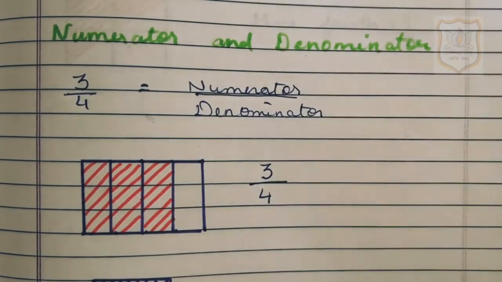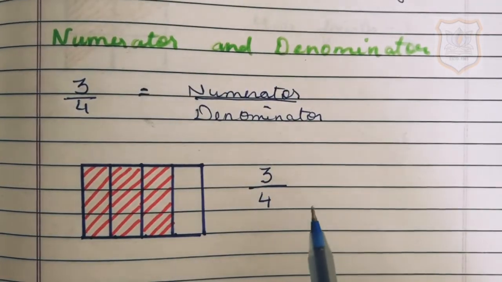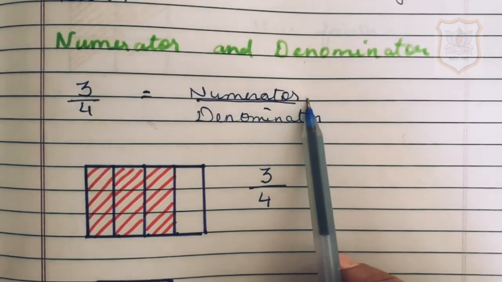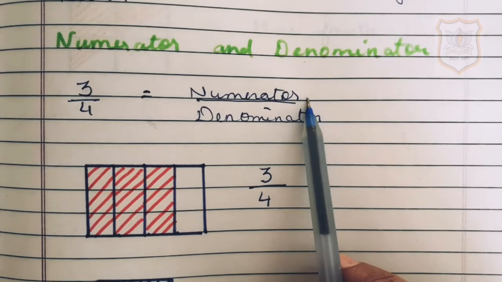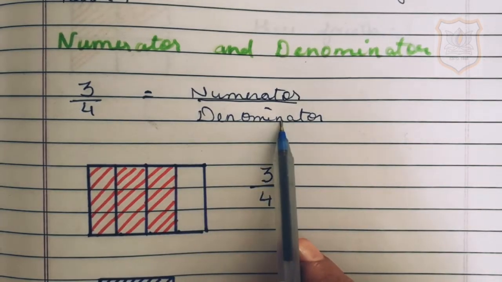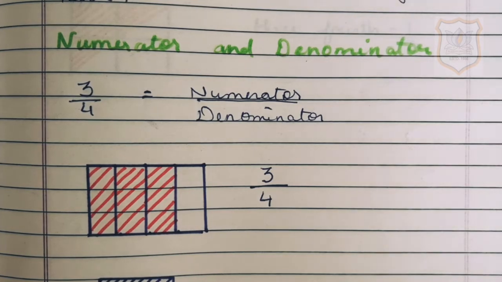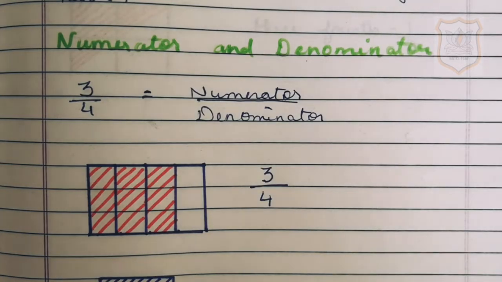Students, our next topic is numerator and denominator. A fraction has two parts. The number on the top of the line is called the numerator. It tells how many equal parts of the whole or collection are taken. And the number below the line is called the denominator. It shows the total number of equal parts the whole is divided into, or the total number of equal parts which are there in a collection.